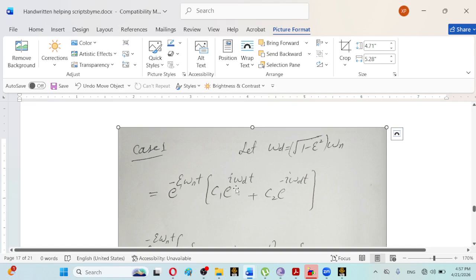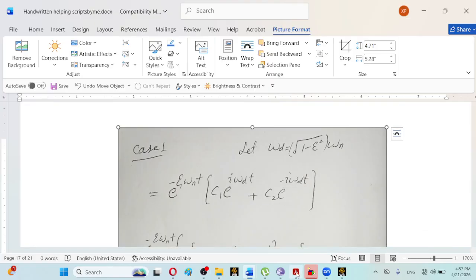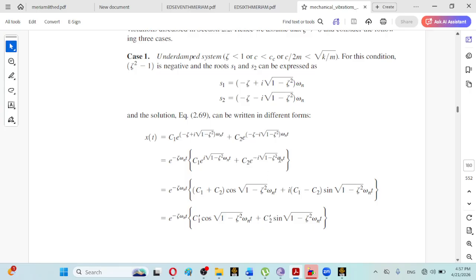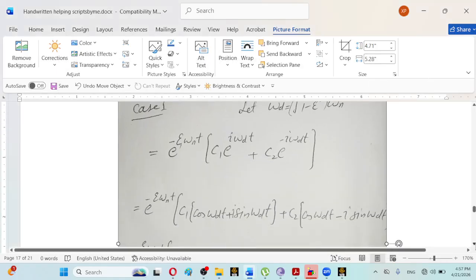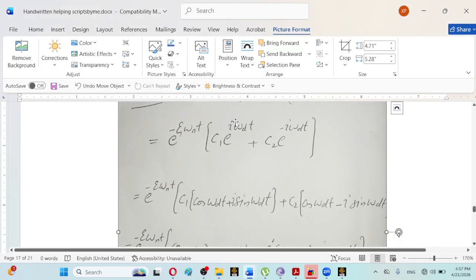So C1 e^(iωd t) plus C2 e^(−iωd t). So this equation has been written in a more compact form using the damped frequency. Here, as we can observe, using the Euler identity or Euler formula, we are familiar that ωd t is actually the damped angular displacement. ωd, with subscript d, is the damped angular frequency.